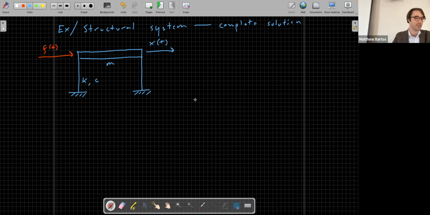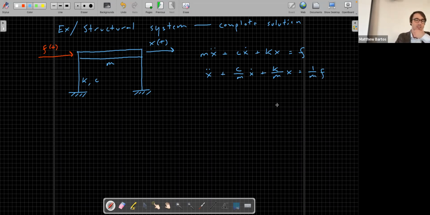Okay, so we know the drill at this point. The dynamics of the system can be expressed via Newton's second law: M x double dot plus C x dot plus K x is equal to F, our input forcing. Let's go ahead and normalize the system. So we divide by M, and we get x double dot plus C over M x dot plus K over M x is equal to 1 over M times the input force.